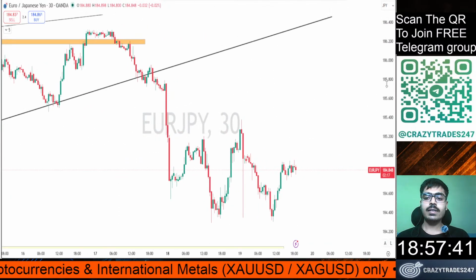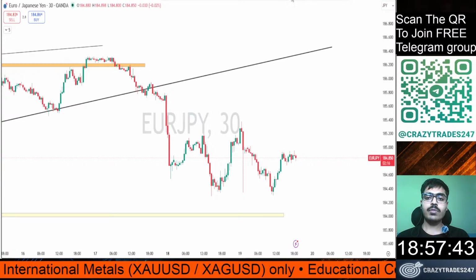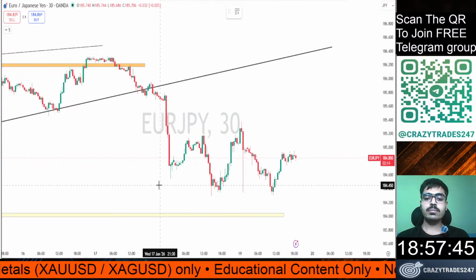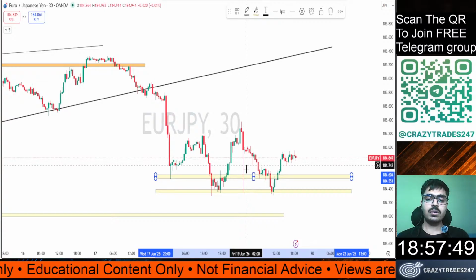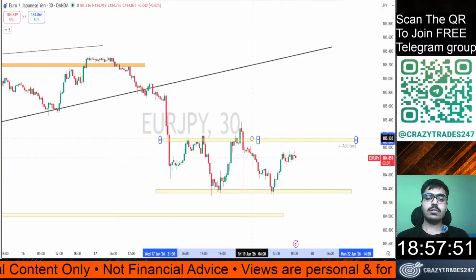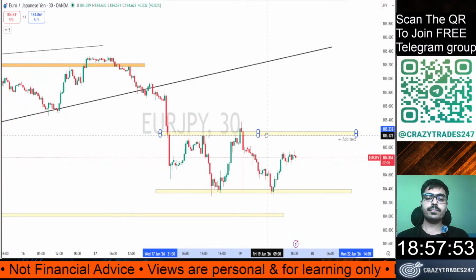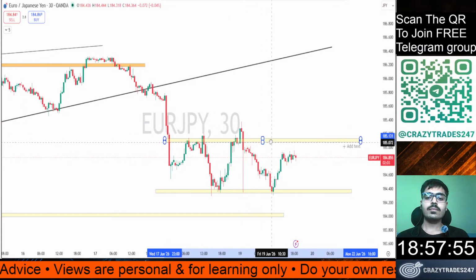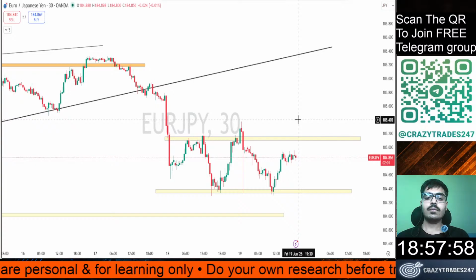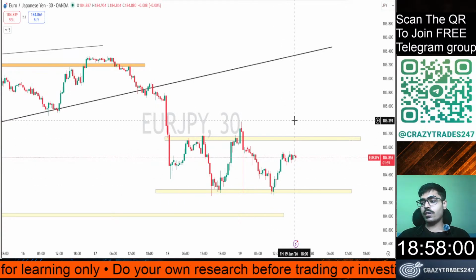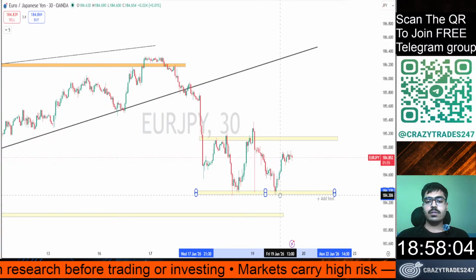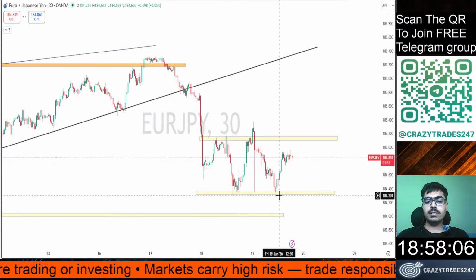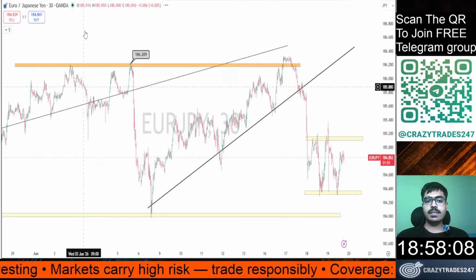It won't be incorrect to say, if I were to draw a support level here, yes, this is a support, and this is the resistance. Price is consolidating well within this range. If this level is broken in the lower direction, then we might see a further decline.